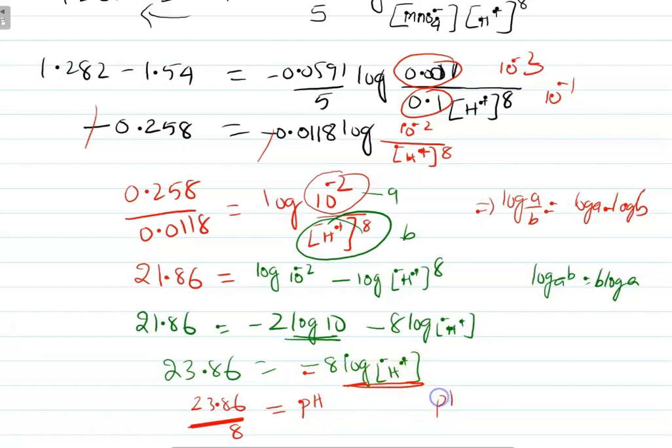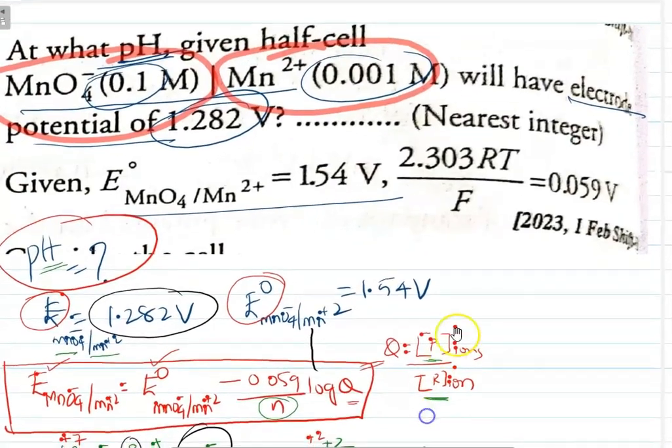So what is the pH you got? 23.86 by 8, you will get nearly 2.98, which is nearly equal to 3, because we need to write the integer value there. He has asked us to write the nearest integer value, so no need to write decimal points. 2.98's nearest integer is 3. So your answer will be 3.